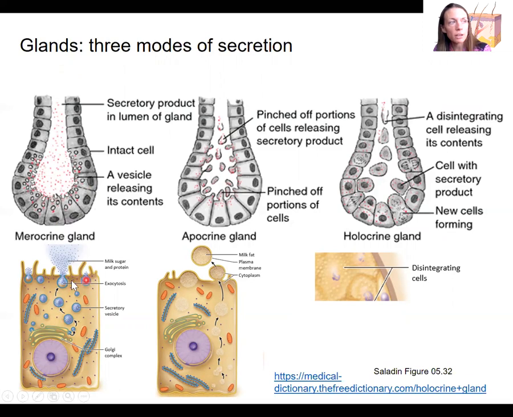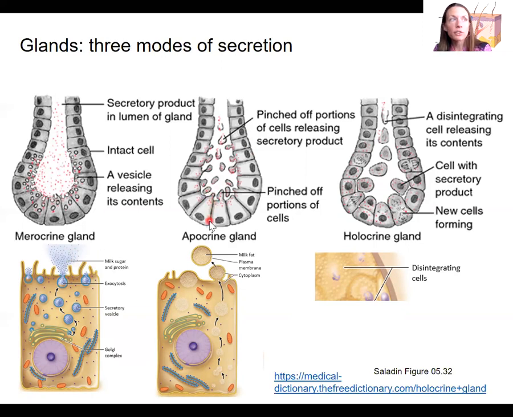This here is a zoomed in picture of a single cell and what's happening. So if you take this cell right here, this is what it's going to look like in terms of what's happening inside the cell. This is your Golgi apparatus that's producing vesicles that are going to release the contents. For example, milk, sugar, and protein.